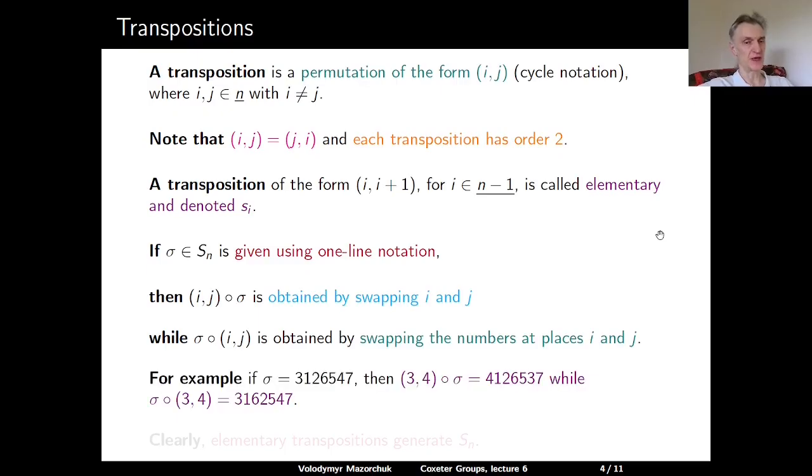So for example, if we take our sigma from the previous slide, 3, 1, 2, 6, 5, 4, 7, then (3 4) after sigma is equal to 4, 1, 2, 6, 5, 3, 7. So we have 3 and 4 in our one-line notation, and we swap them. While sigma after (3 4), after this transposition, is equal to 3, 1, 6, 2, 5, 4, 7. We have the elements at places 3 and 4, and we swap them. And from this description, it is clear that elementary transpositions generate the symmetric group Sn.